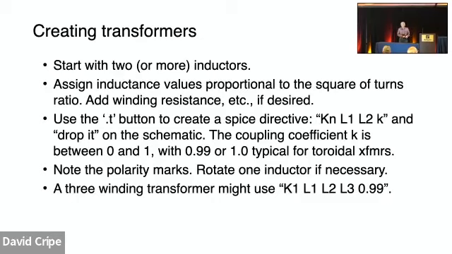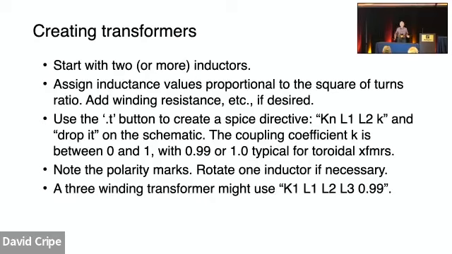K, in this case, it's going to be K1. L1, L2 are the 2 inductors that are linked. And then that lowercase k is your coupling coefficient. Typically, it has to be between 0 and 1. And for toroids, tightly coupled, usually use 0.99 or 1.0. There are polarity marks on those windings. The old SPICE didn't show them until you created that K statement, but now they're always there.